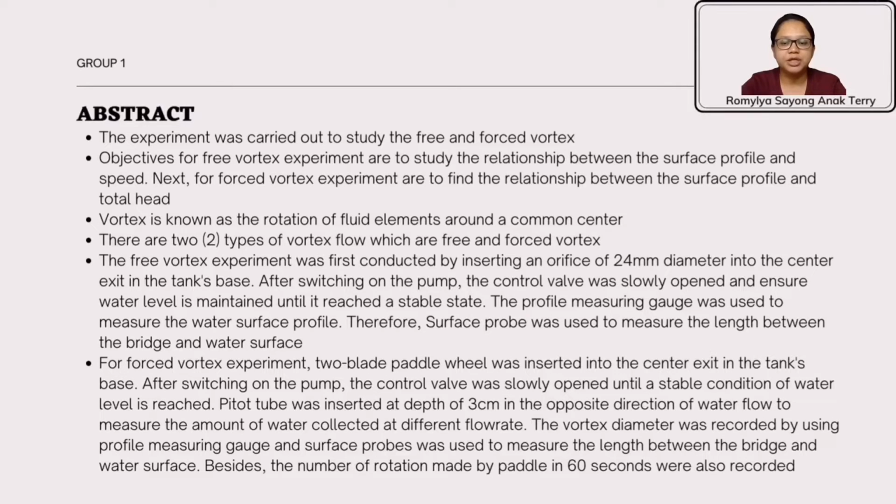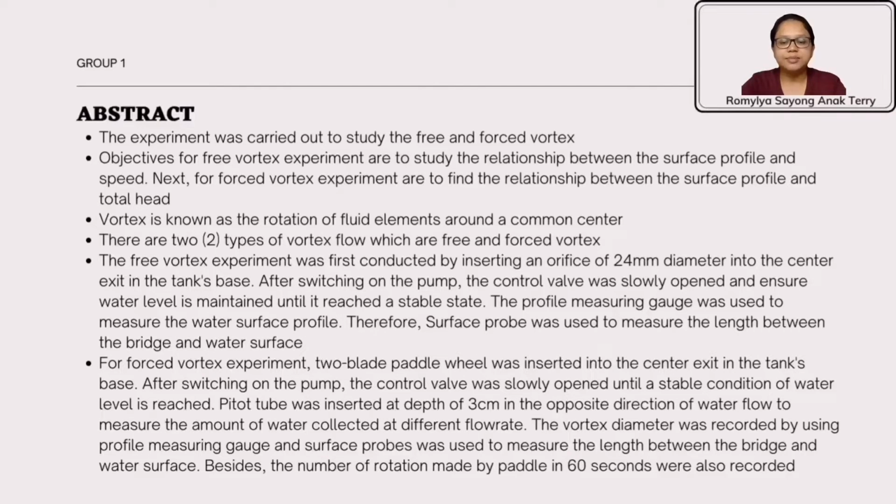The profile measuring gauge was used to measure the water surface profile. Therefore, a surface probe was used to measure the length between the bridge and the water surface. For the forced vortex experiment, a two-blade paddle wheel was inserted into the center exit in the tank's base. After switching on the pump, the control valve was slowly opened until a stable water level was reached. A pitot tube was inserted at a depth of 3 cm in the opposite direction of the water flow to measure the amount of water collected at different flow rates.